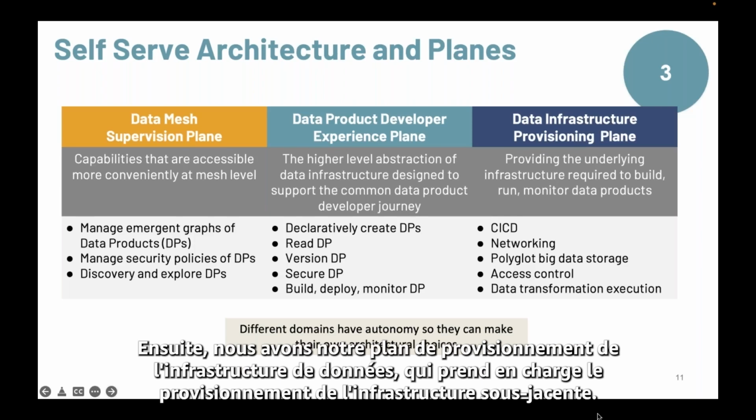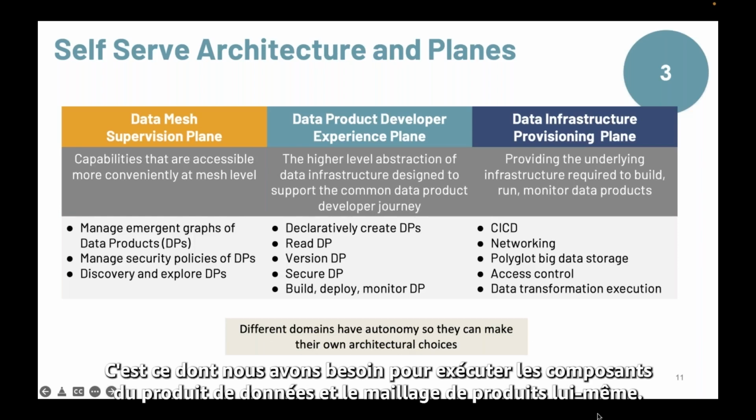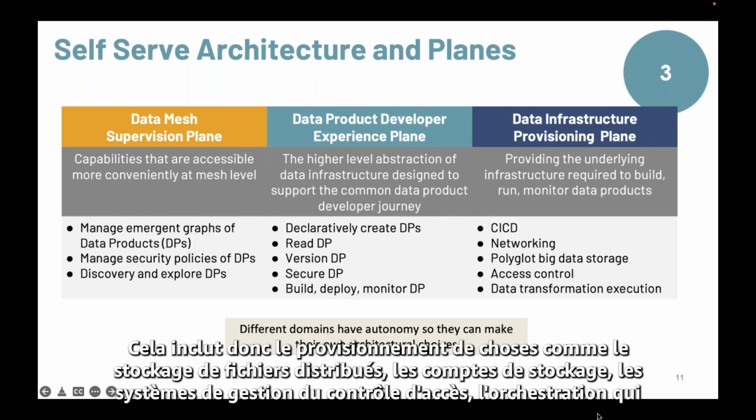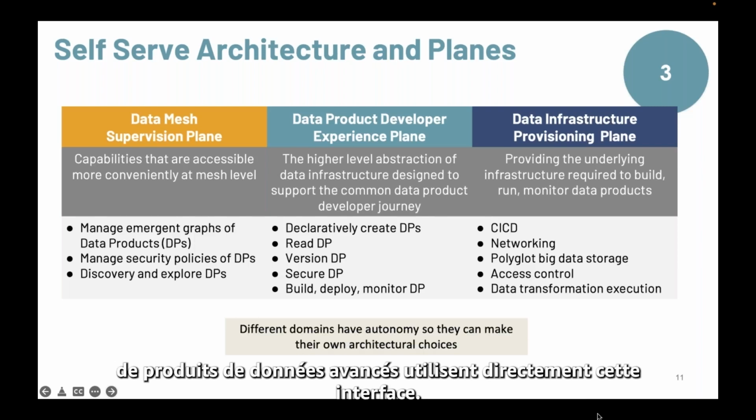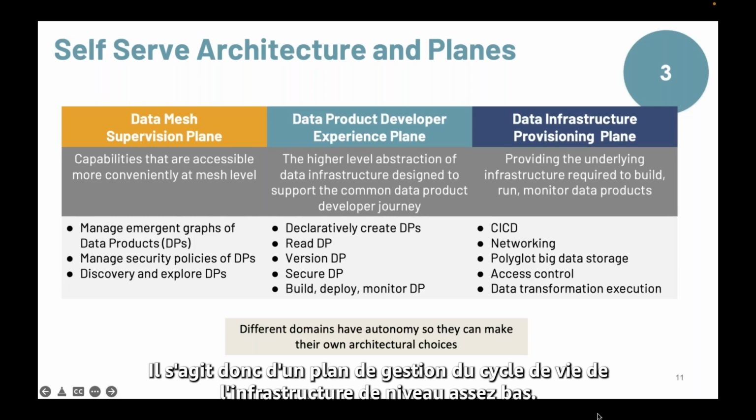Then we have our data infrastructure provisioning plane, and this is supporting the provisioning of the underlying infrastructure. That's what we need to run the components of the data product and the mesh itself of products. So this includes provisioning of things like distributed file storage, storage accounts, access control management systems, the orchestration that allows us to run data products' internal code, the provisioning of distributed query engines on graphs of data products, and either data platform planes or only advanced data product developers use this interface directly. So it's fairly a low-level data infrastructure lifecycle management plane.